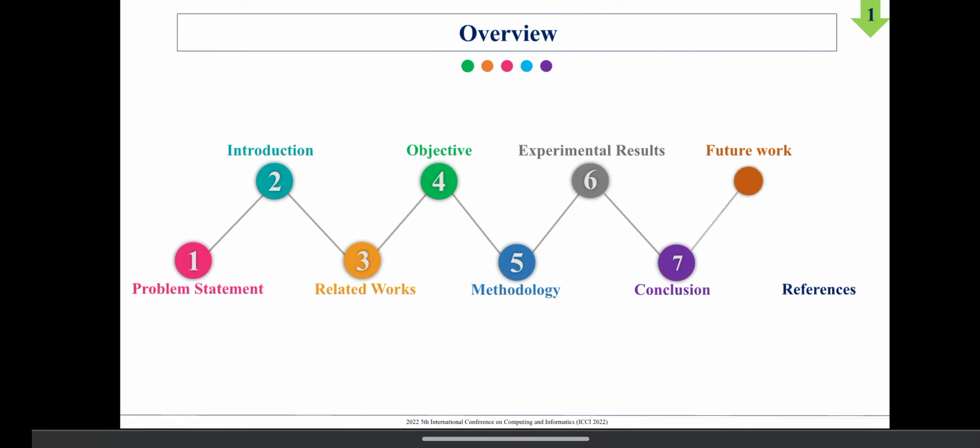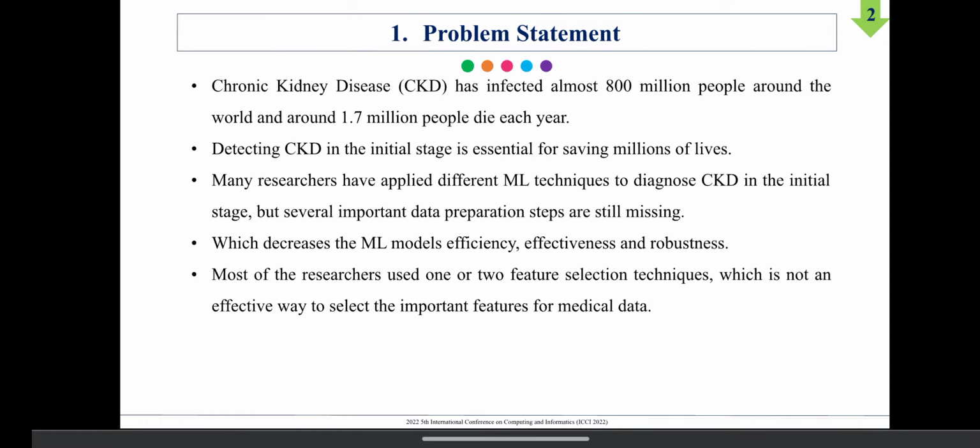The structure of our presentation is as follows. First thing first, problem statement. Chronic kidney disease has infected almost 800 million people around the world. Around 1.7 million people die each year because of it. Detecting CKD in the initial stage is essential for saving millions of lives.